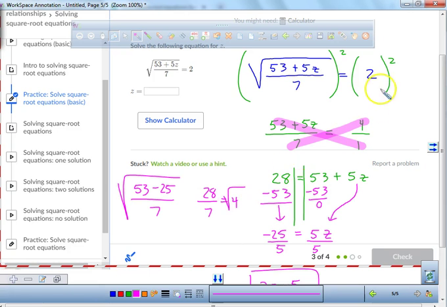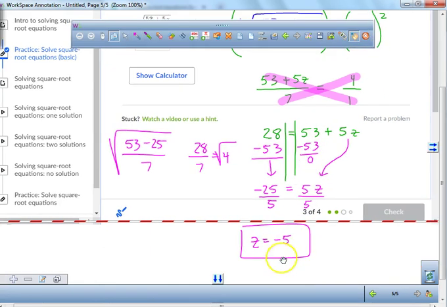What's the square root of 4 equal to? 2. That's how you can check it in the calculator. So we know our answer does work. Our answer is negative 5. We'll go ahead and type that in.